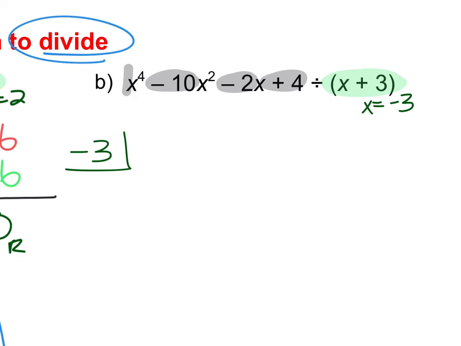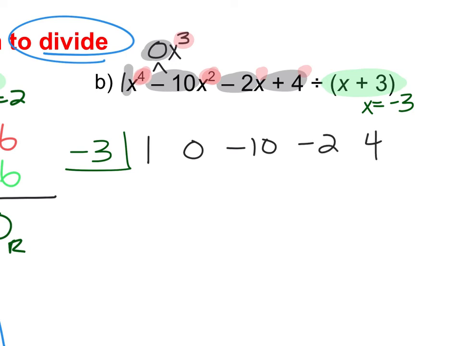And then we look at our exponents. We've got a 4, but then it jumps to 2. So we need to keep in mind, we need a placeholder. We need a 0x to the third in there. So now we have exponent 4, exponent 3, then 2, then 1, then 0. So one of our coefficients has to be 0. So if we write out those coefficients, we'd have 1, 0, -10, -2, +4. So don't forget to check and see if you need to add a 0 in. And then we will just continue our process.